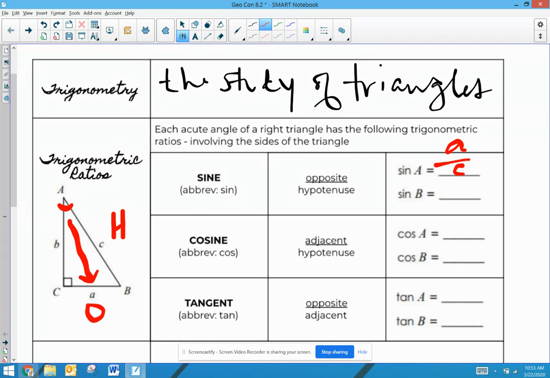Then, if I were to do that with angle B, which is down here. We said that that was A over C. Now, the side that's opposite of angle B is side B, and my hypotenuse is still side C because that's across from my right angle. So the sine of angle B is going to be side B over side C. All right.